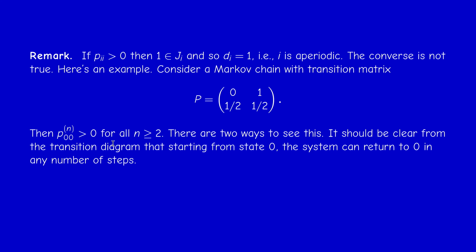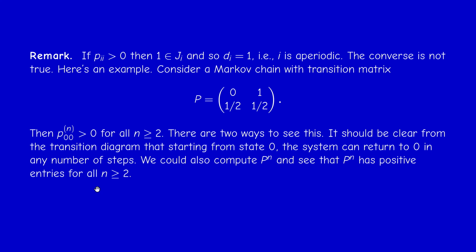The second way is to compute the successive powers of P. If you compute P squared, then everything will be positive actually. Try to do it. And therefore, by induction, all powers of P will have positive entries. And P00 to the n is the first entry of P^n, so it's positive. So you can see it algebraically as well. Okay. So here, this is a counterexample. Here actually, this chain is aperiodic, but we don't have P00 positive.